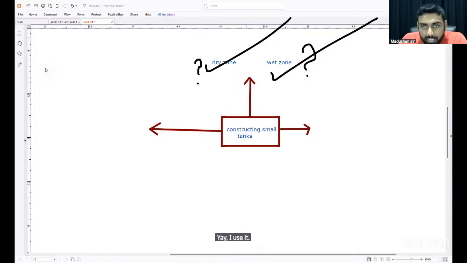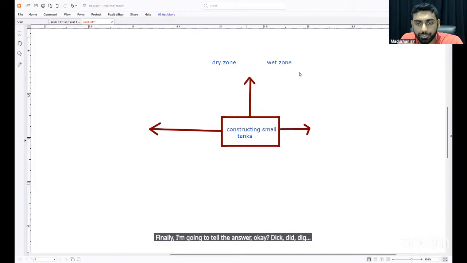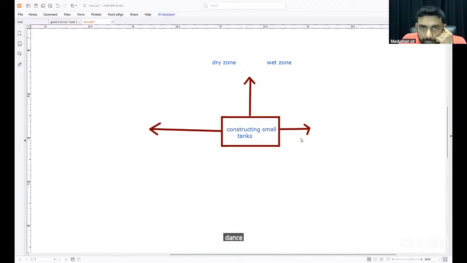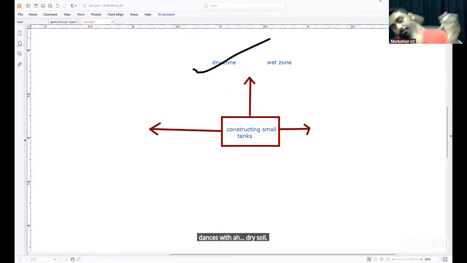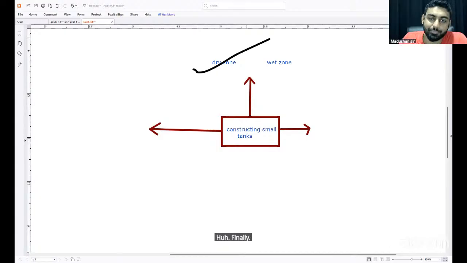Finally, I'm going to tell the answer, okay? The answer is dry zone. Yay! Finally, it's dry zone, right?